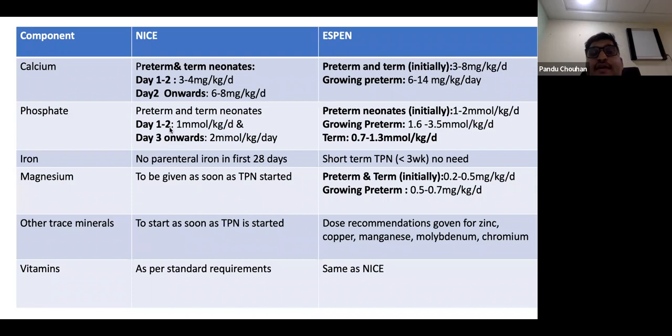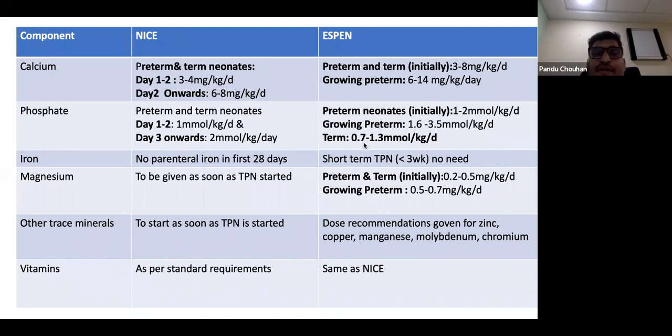Phosphate should be started as soon as the TPN is started, because the proteins or amino acids in the TPN can lead to hypophosphatemia due to increased ATP production for protein synthesis. So phosphate should initially be started at 1 millimole per kg per day and gradually increased to 2 millimole per kg per day.